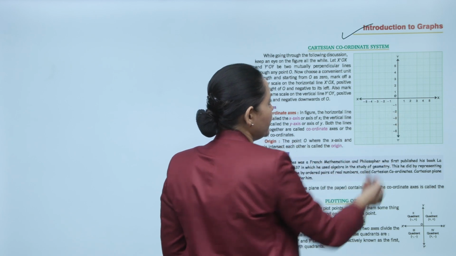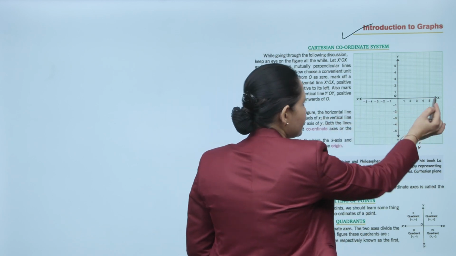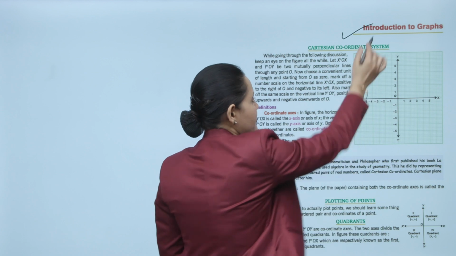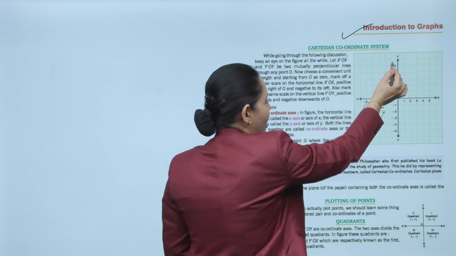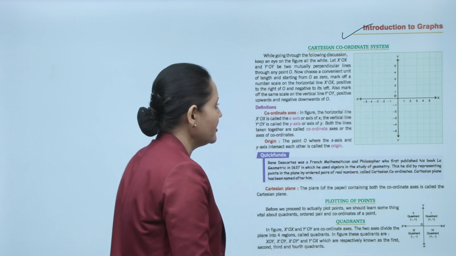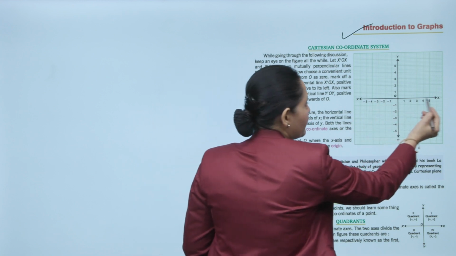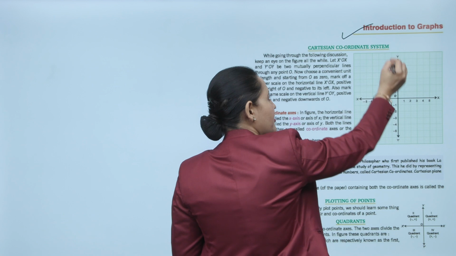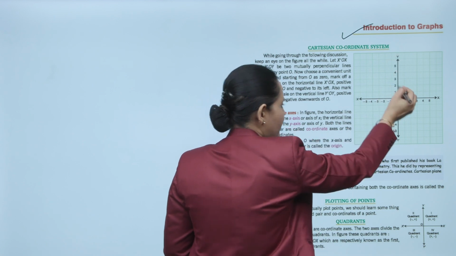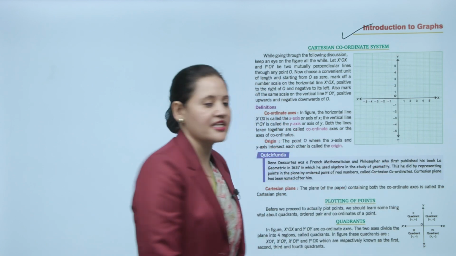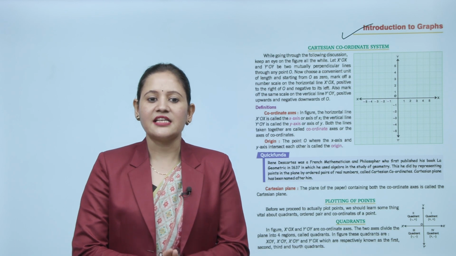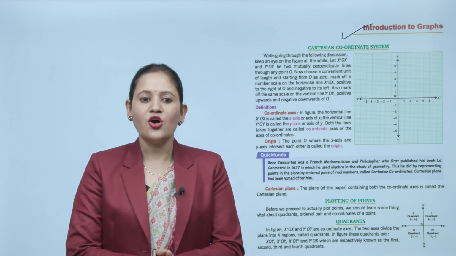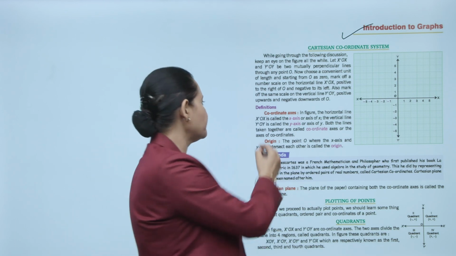यह हो जाएगा O point. This is x axis, X'. This is y axis, the vertical Y and Y'. Clear? So इस side जो होगा x में positive and here negative. Y में if we go upward it's positive and downward it's negative. Clear? Next, definitions. First, coordinate axis.